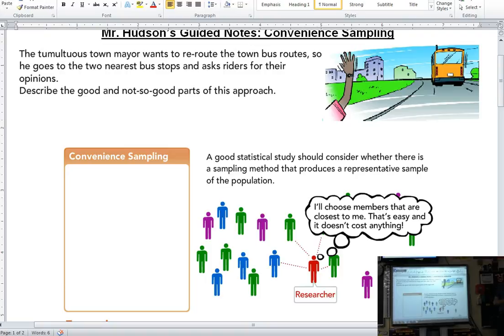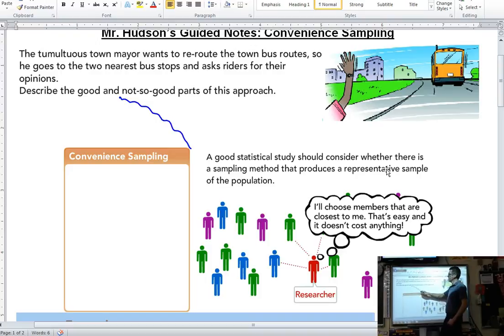So, our tumultuous town mayor wants to reroute the town buses. He's got a lot of goals this time. So, he goes to the two nearest bus stops. There's one out in front of the building he works at, and he goes to the next one, and he asks those riders their opinions. This was convenient. He went to the two closest to him. What could be some good things about that, and what could be not so good?